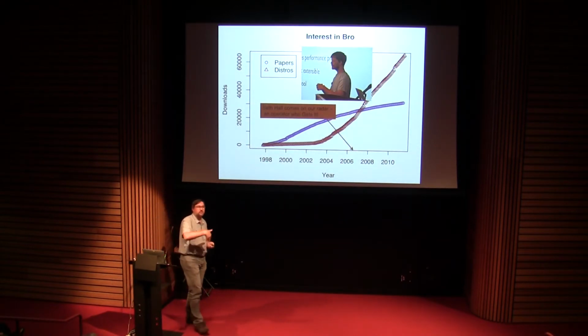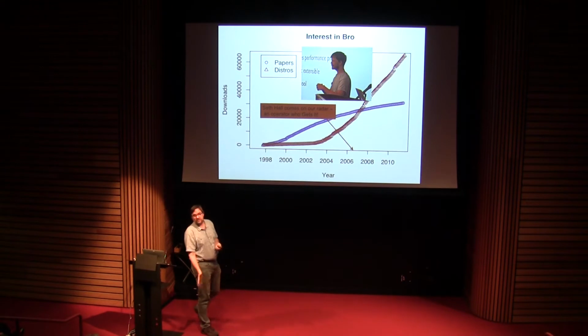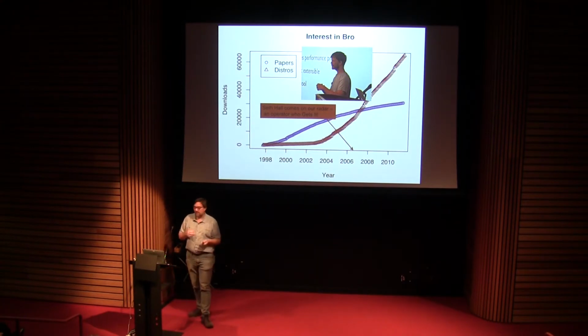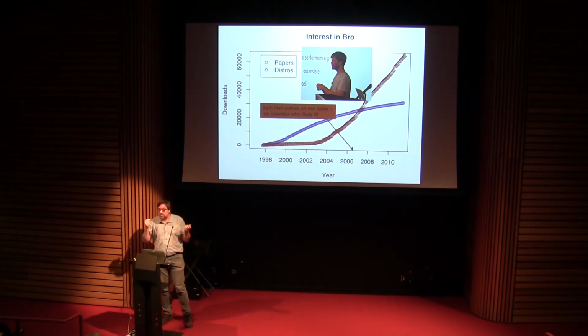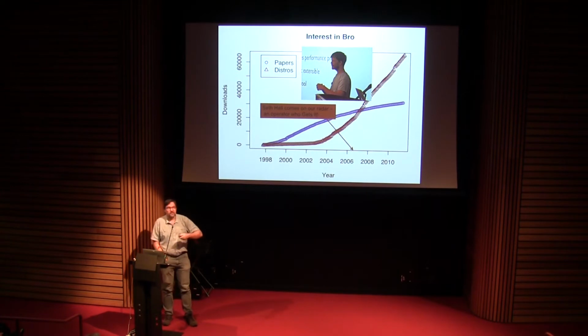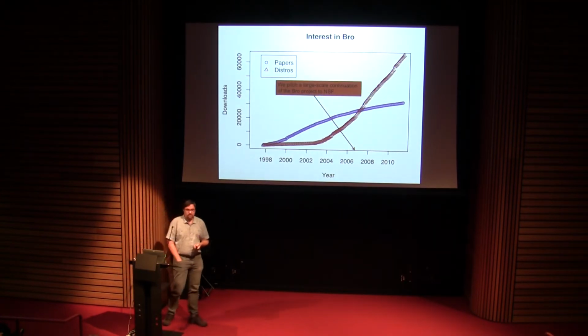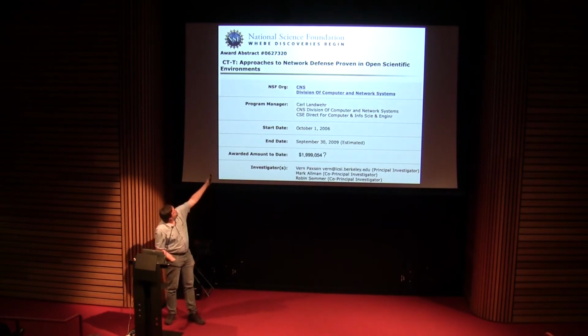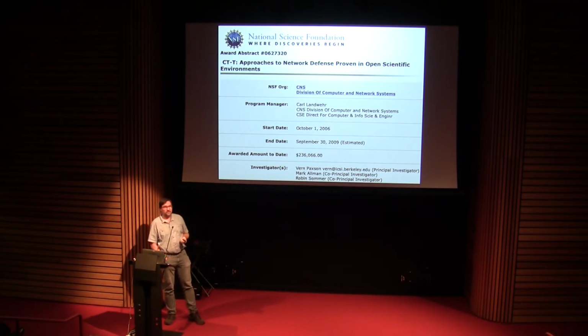Or actually it is research, but hard for the community to appreciate research. I really had to phrase it that way. Around this time, this guy, Seth Hall, comes on our radar. He's a Bro user at Ohio State. He's really enthused. He's gung-ho, and he totally gets how to leverage it. We pitch a big continuation of the project to NSF. We say, hey, we want to do approaches to network defense proven in open scientific environments. How about 2 million? They say, how about 236,000?